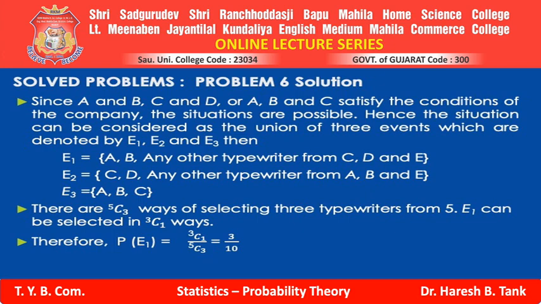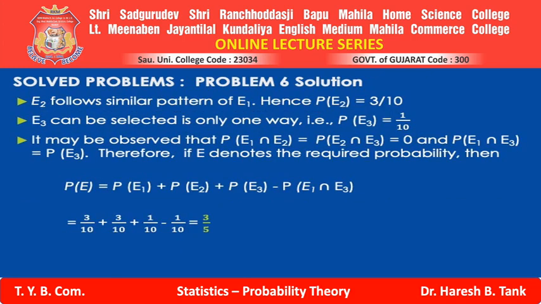So E1 can be selected in 3C1 different ways. Therefore, probability of E1 becomes 3C1 divided by exhaustive cases 5C3. Further simplifying it, C means combination, right? Further simplifying it, it comes to 3 upon 10. E2 follows similar pattern as E1. So probability of E2 becomes 3 upon 10.